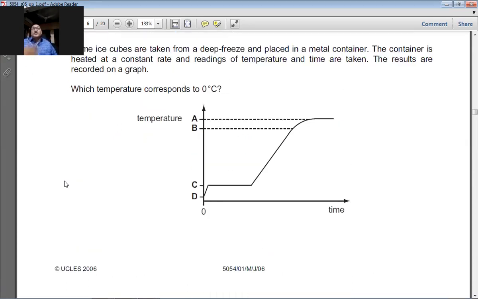Some ice cubes are taken from a deep freezer and placed in a metal container. The container is heated at a constant rate and the readings of the temperature and the time are taken. Which temperature corresponds to 0 degrees? You see, it was frozen and they increase its temperature. Obviously, when this becomes flat, that shows that the state is changing. So 0 degrees will be at the point C.